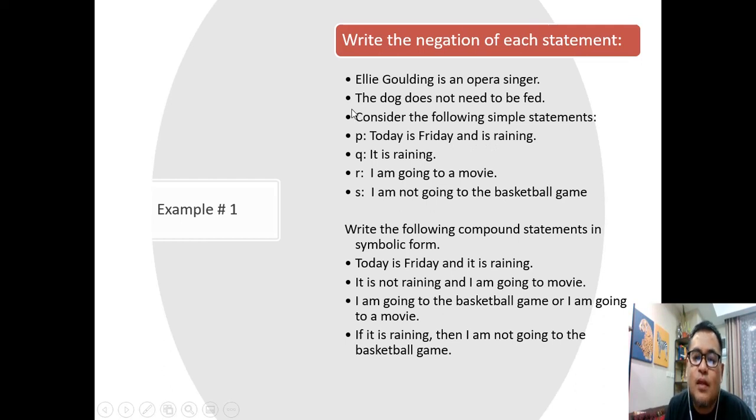About this one, the dog does not need to be fed. So what is the negation of that? You can write your answer in the chat box of this Google Meet. The dog does not need to be fed. Go. I'll give you 10 seconds. Okay, time is up. So what's your answer? Yes, correct. The dog needs to be fed. So we get the opposite.